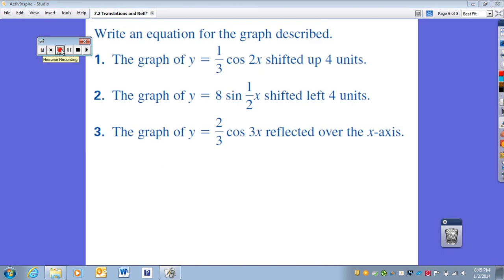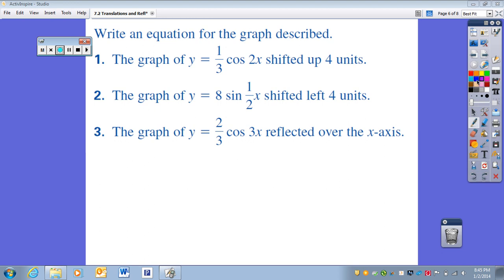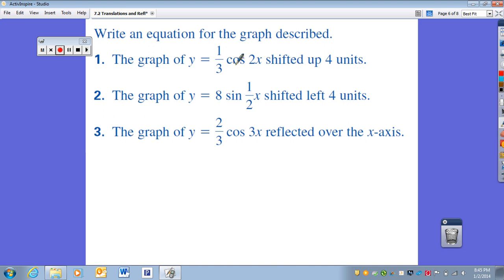Let's take a look at some other examples. So can we actually write equations now, doing the opposite by using the information given to us? So we have y equals 1/3 cosine of 2x, and we want to shift this graph up 4 units. When we shift it up 4 units, that's the k value that's being affected, the vertical shift. So we simply write the same function, y equals 1/3 cosine of 2x, but we add on plus k, and since it's up, it will be a positive 4.